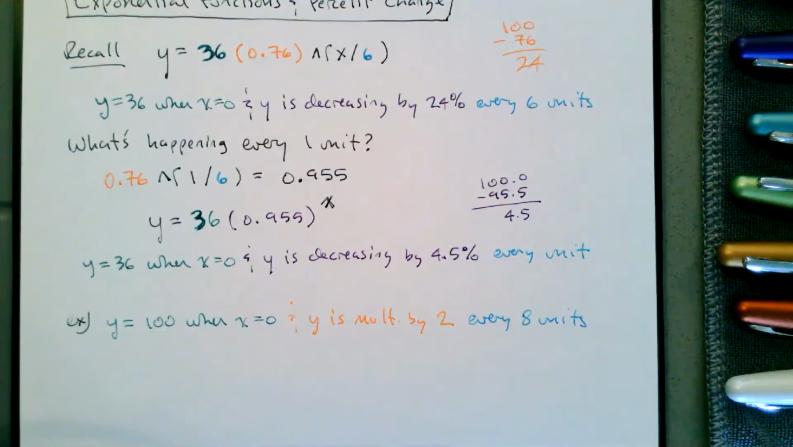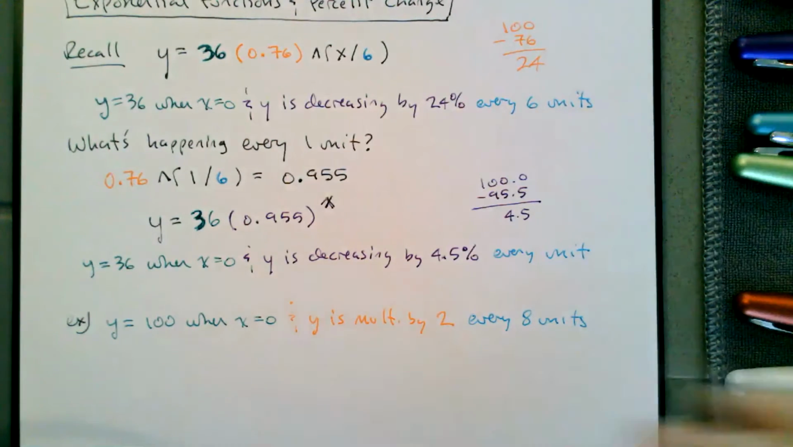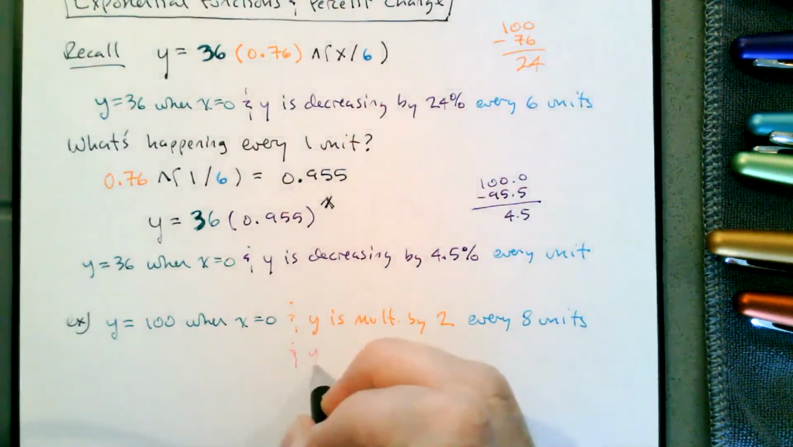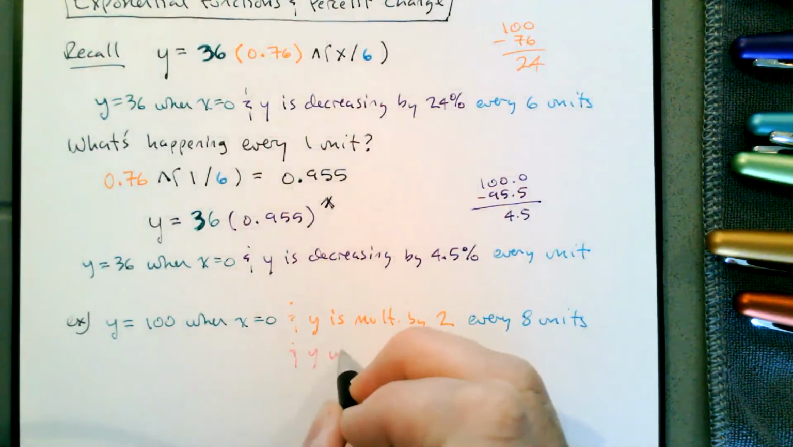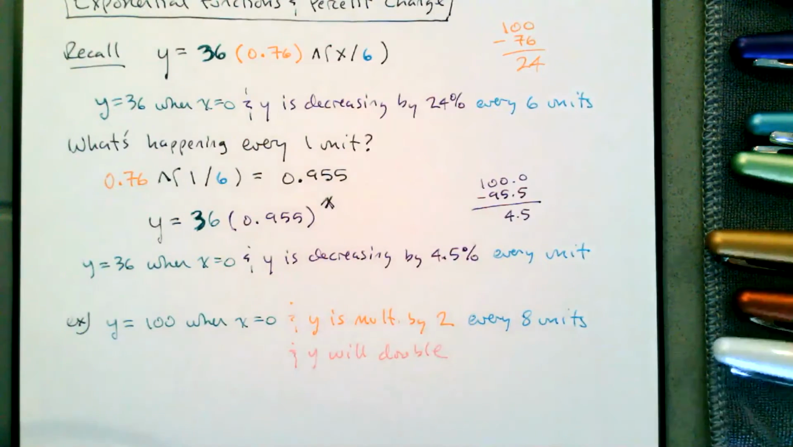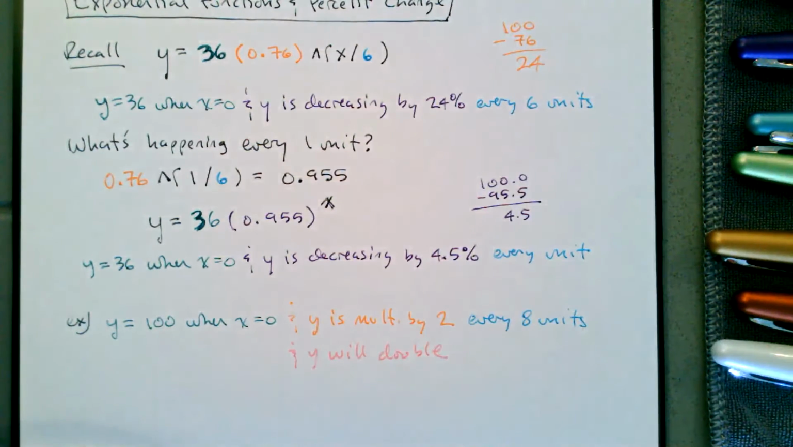So we might see this phrase differently. Multiply by 2, we might see this as doubling every 8 units. So we might see this as y will double every 8 units. Or we might see y is increasing by 100%.